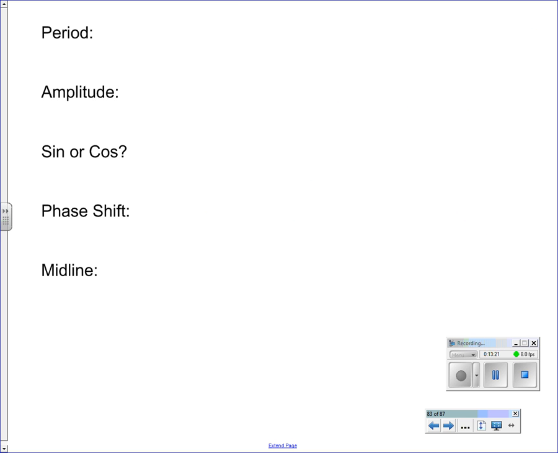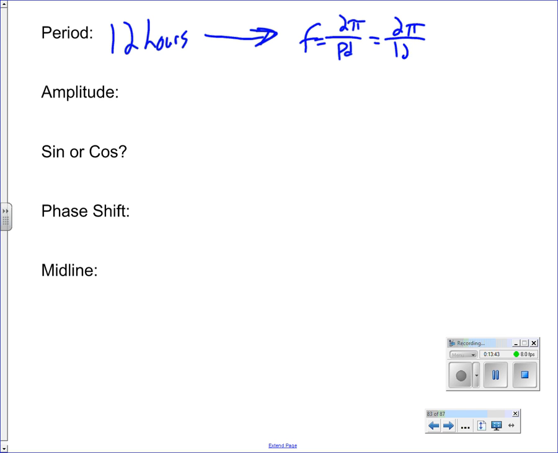So go back on the next page. We know our period is going to be 12 hours. And we can use that to find the frequency. The frequency is what we'll actually put into the rule of the function. So our frequency is going to be 2 pi over the period. So that's 2 pi over 12, which we can simplify to pi over 6. So there's one piece of the function.